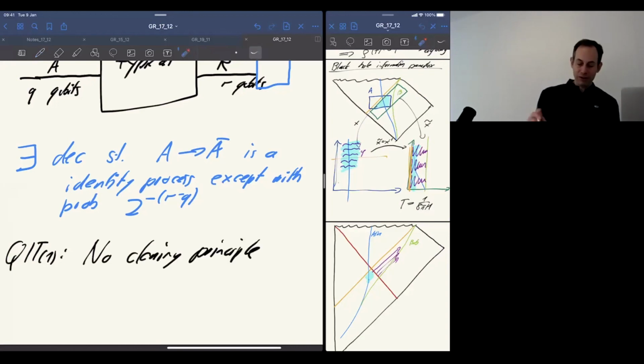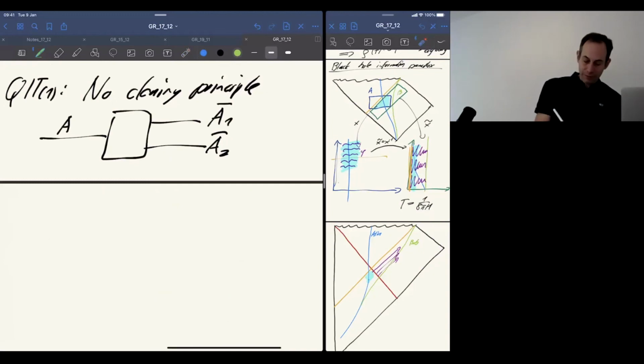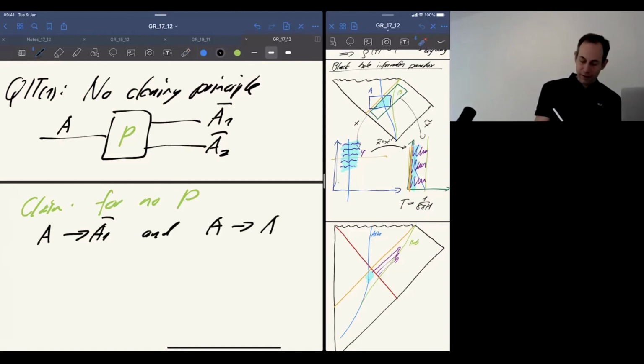And the no cloning principle just says that if I have a system, let's again call it A, there cannot exist a machine such that I get 2 copies out of A, which are both such that in both cases it's the identity. So here the claim is, this is an arbitrary process P. For no process P, it is true that A to A1 bar and A to A2 bar are identity operations.